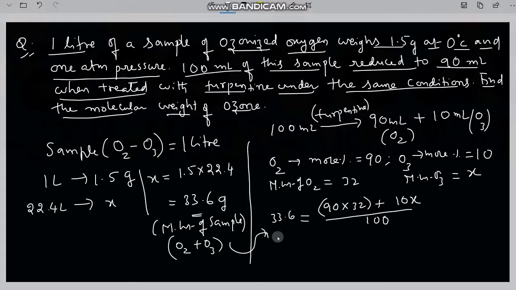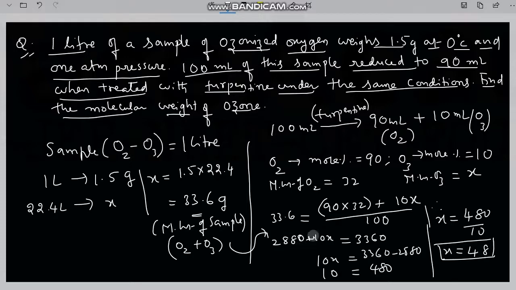If you do cross multiplication, 90 into 32 will become 2880. So 2880 plus 10x equals 3360. After solving this, we got the x value as 48.